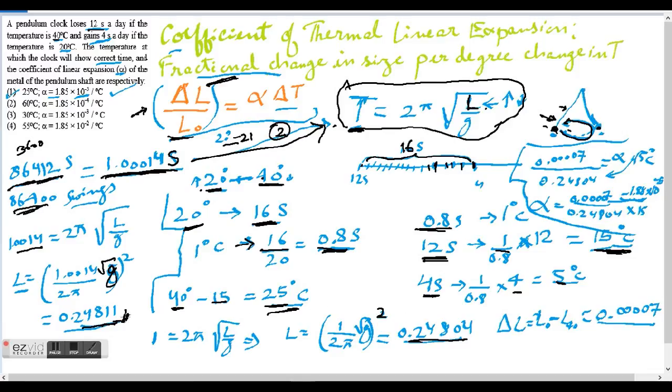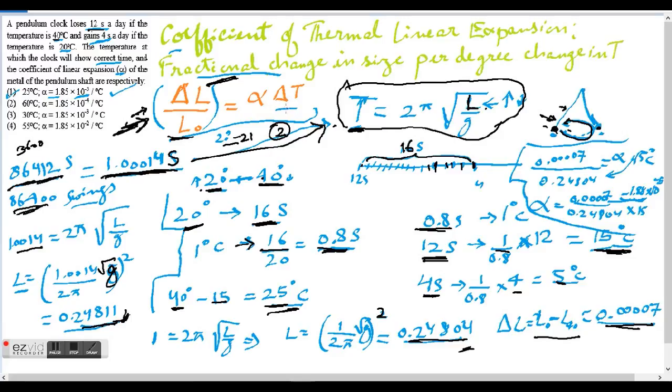So let's subtract these two to get delta L. I will subtract 0.24804 from 0.24811, and that will give me 0.00007. That is delta L. Now I can use this value and this value in this formula, delta L upon L naught, to get alpha, and I know that the change in temperature is 15 degrees Celsius. 40 minus 25, where 25 is the normal temperature and 40 is the increased temperature. So 40 minus 25 is delta T.